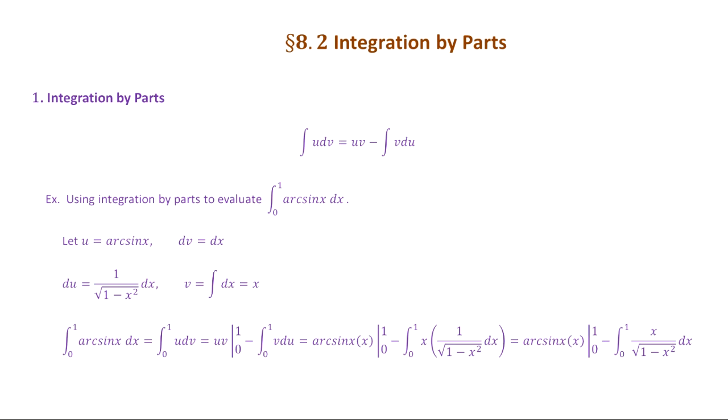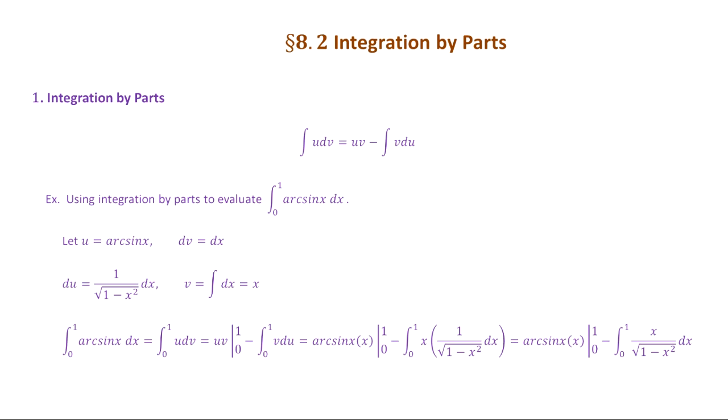So then you take the differential of u, you get 1 over square root of 1 minus x squared. That's the derivative of arc sine x, and times dx, the differential. And to get the v, you just integrate dx, which means you integrate 1, so you get x. So now you can plug in the formula for integrating by parts and then carry out the integral.